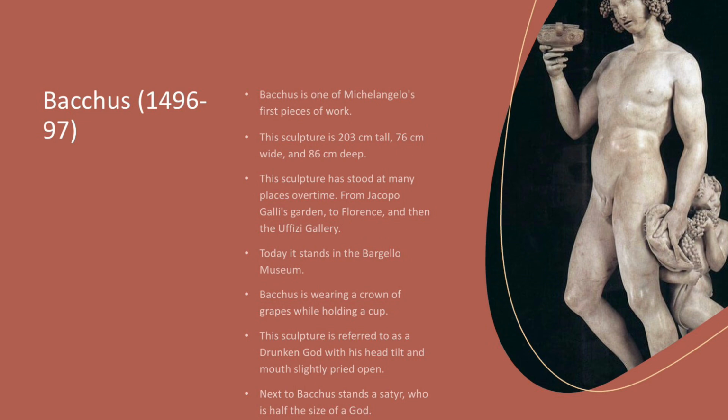In the sculpture, Bacchus is wearing a crown of grapes and holding a cup. This sculpture is referred to as a drunken god, as we could see Bacchus's mouth is slightly pried open and his head is tilted, symbolizing that he is drunk or is portrayed to be drunk. And next to Bacchus is a satyr, who is half the size of a god.